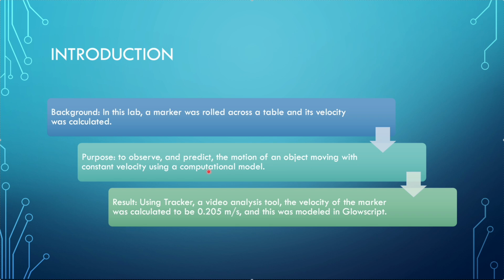Here's our introduction. We rolled a marker across the table for this lab and calculated its constant velocity. Our purpose was to observe and predict the motion of the marker moving with constant velocity using a computational model. We used Tracker, a video analysis tool, to calculate the velocity of the marker to be this value, and we used GlowScript to model it.